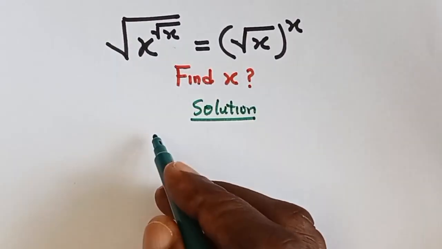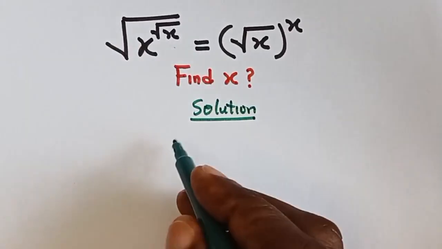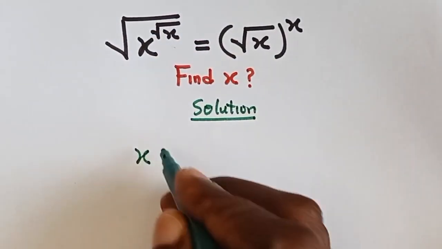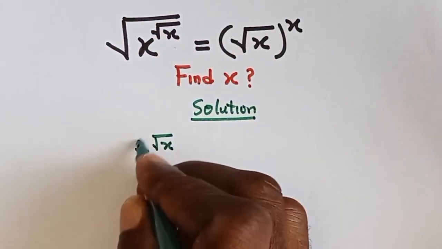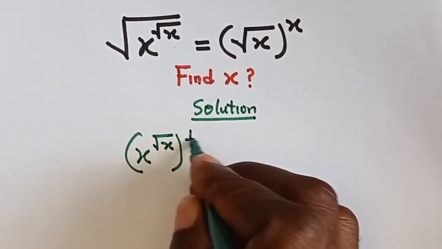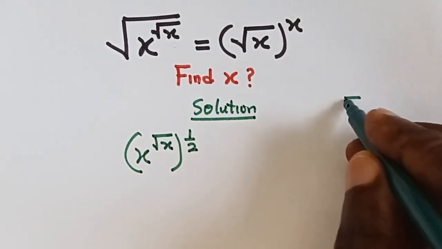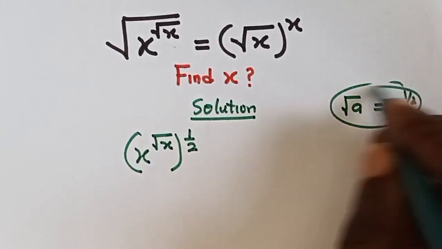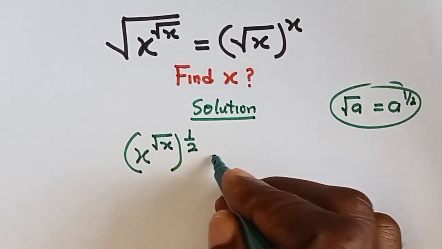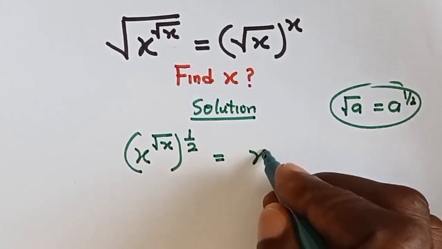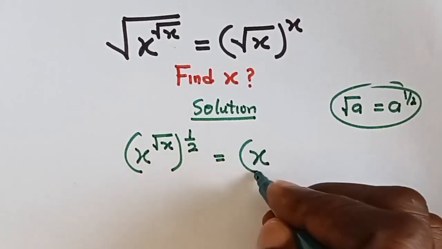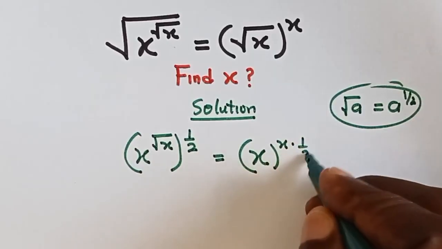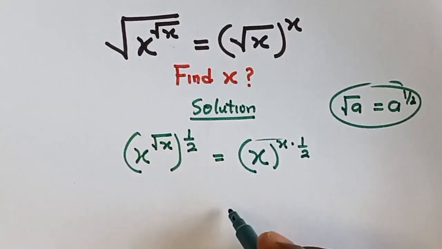We have square root of x raised to the power square root of x, and then another way to write this is to write x raised to the power root x, then everything raised to the power 1 over 2, right? Because if you have root of a, it becomes a raised to the power 1 over 2. So that's what I've applied here, equals, here too we have x raised to the power x multiplied by 1 over 2, which is square root of x that we have here.